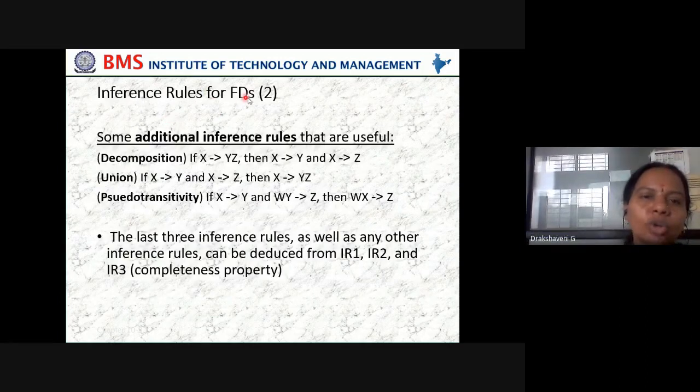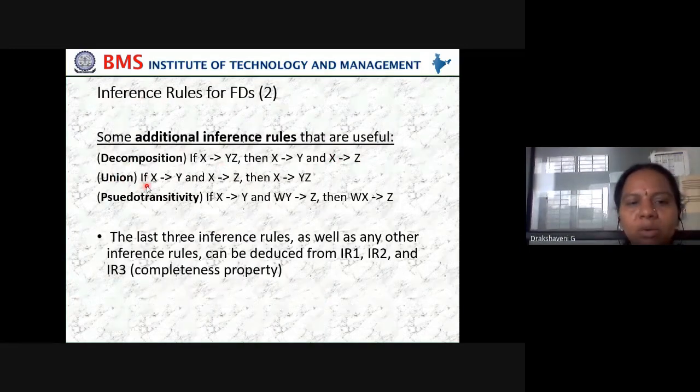Then, inference rules of functional dependency: some additional inference rules that are useful are decomposition, union, and pseudo-transitivity. What is decomposition? Dividing. If I say X is functionally dependent on YZ, then I can break it: X is functionally dependent on Y, and X is also functionally dependent on Z. This is what the rule says to us.